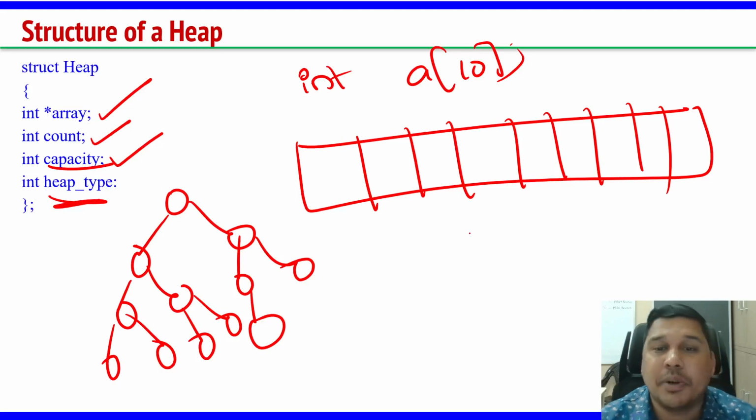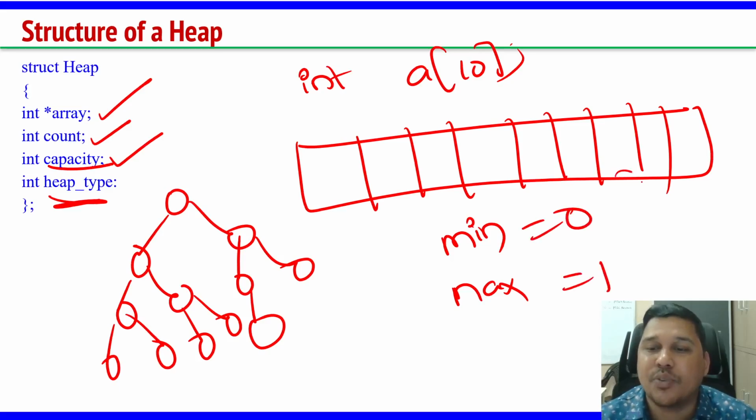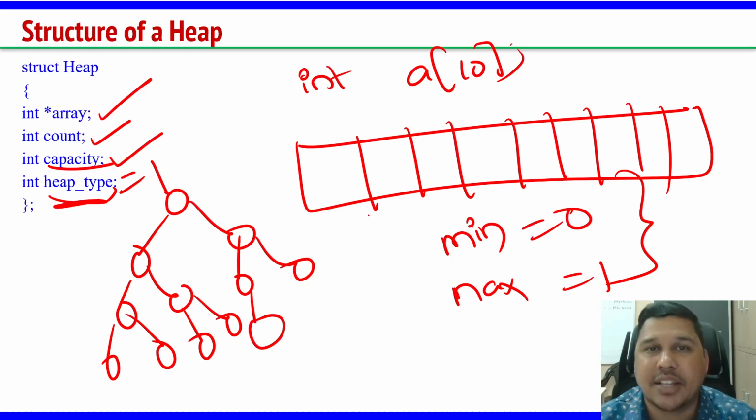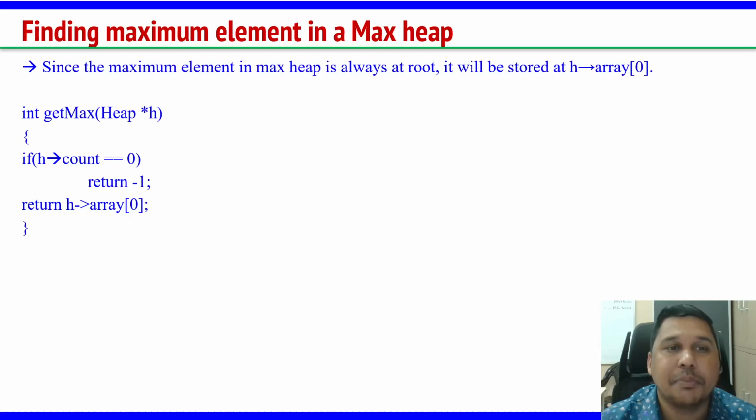Next, the heap type, whether it is a min heap or a max heap. Max means 1, min means 0; we will have some encoding like this. If the heap type is 1, it is max; if it is 0, it is min. It is our own choice while implementing. So, we are going to store 4 parameters to have a heap structure.